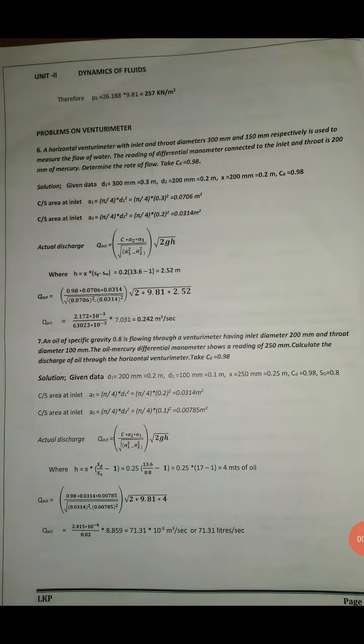In this module, you can see the problems on venturimeters. A horizontal venturimeter with inlet and throat diameters 300 mm and 150 mm respectively is used to measure the flow of water. The reading of the differential manometer between the inlet and throat is 200 mm of mercury. Determine the rate of flow. The CD equals 0.98.